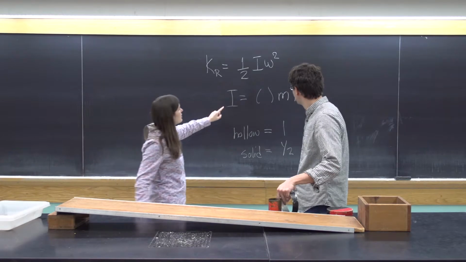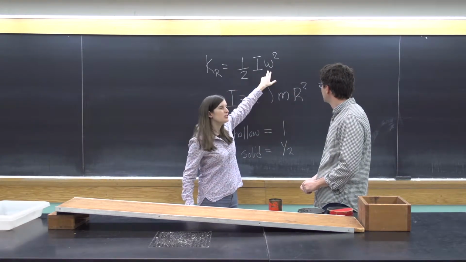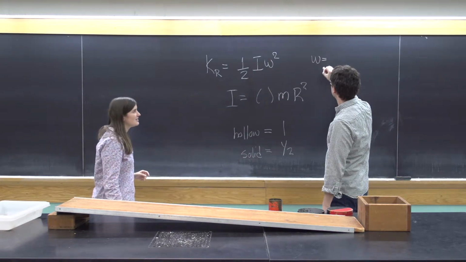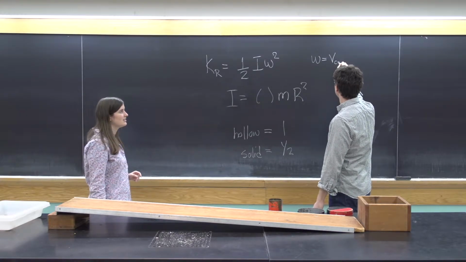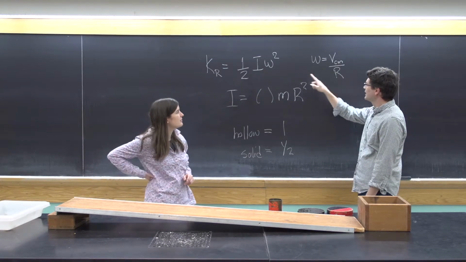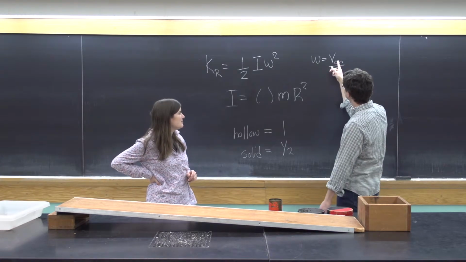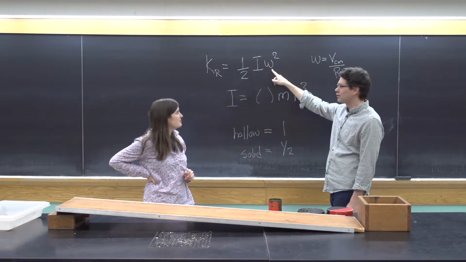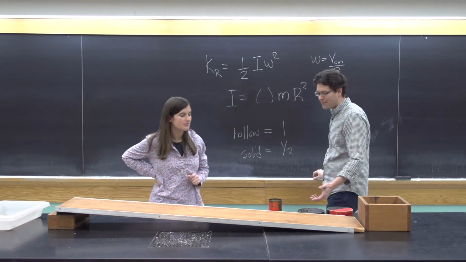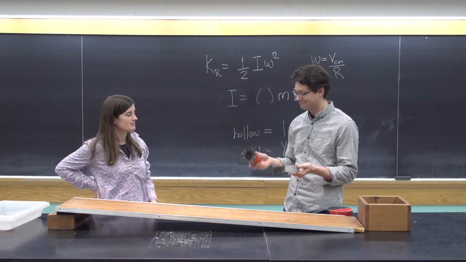Well, the thing is, here you have mr squared, but what do you have here? Oh, that's right. You got it. So omega is v center of mass divided by R, v over R. And so you're going to square that, and the R's are going to cancel. Omega squared is going to be v squared over R squared, times the R squared from here, so these will cancel. So that means the R actually won't matter. So that's why these two, with different mass and different radius, still get to the bottom at the same time.